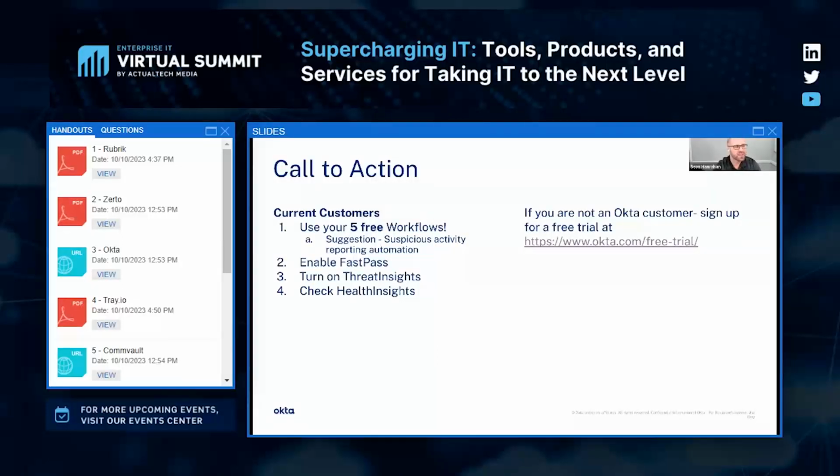Next is enabling FastPass. So we talked about FastPass as a phishing-resistant authenticator with a great user experience. It's available to everybody that's on Okta Identity Engine. I strongly encourage you, if you're a customer, to take a look at FastPass and the user experience.